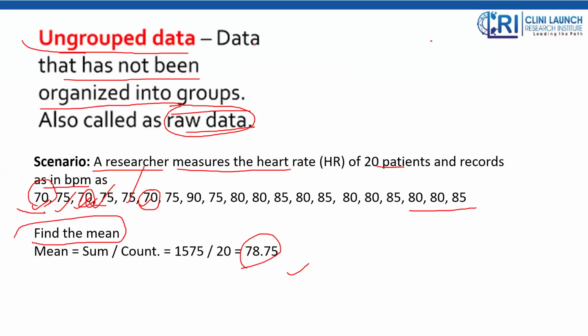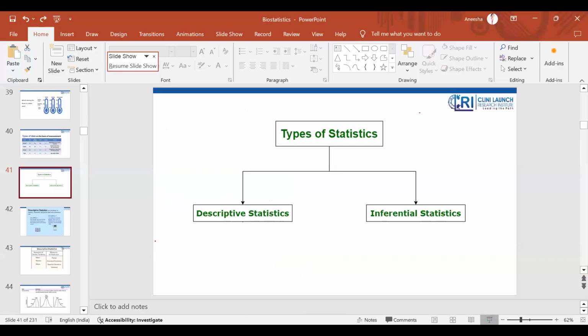Okay. So did you understand grouped and ungrouped? The calculations are different for grouped and ungrouped. We will see today all the calculations for ungrouped only. Okay. So let me just go back to that slide. We are learning first the mean.